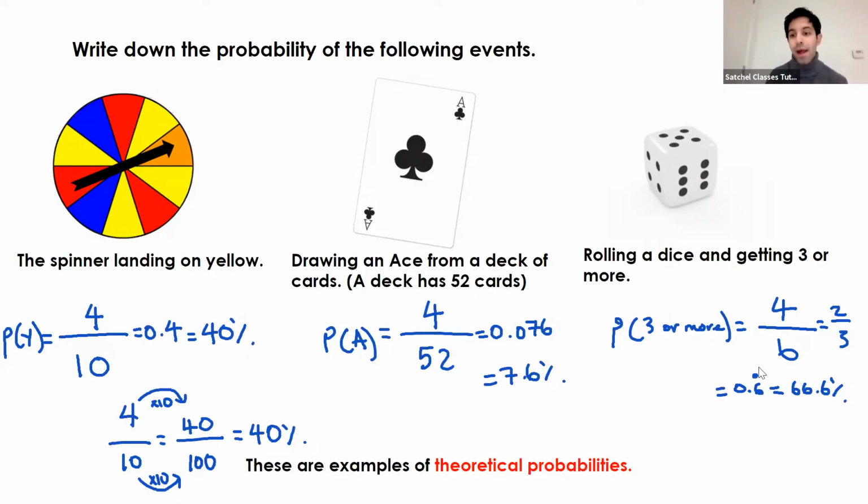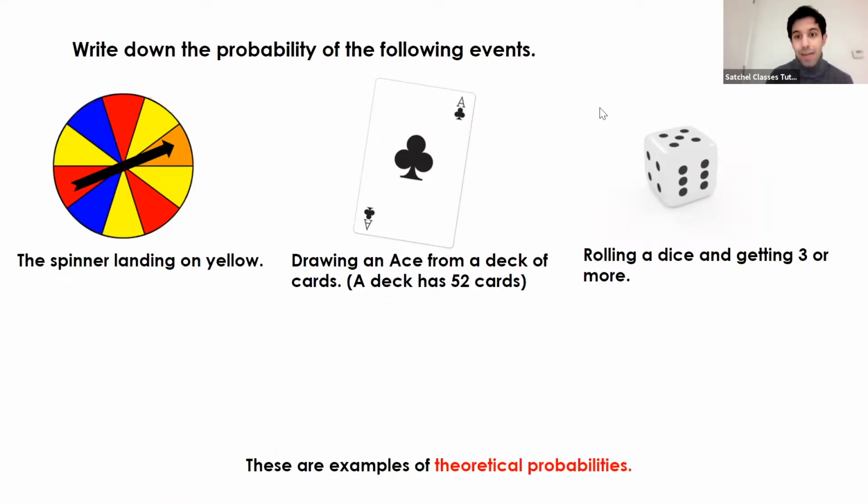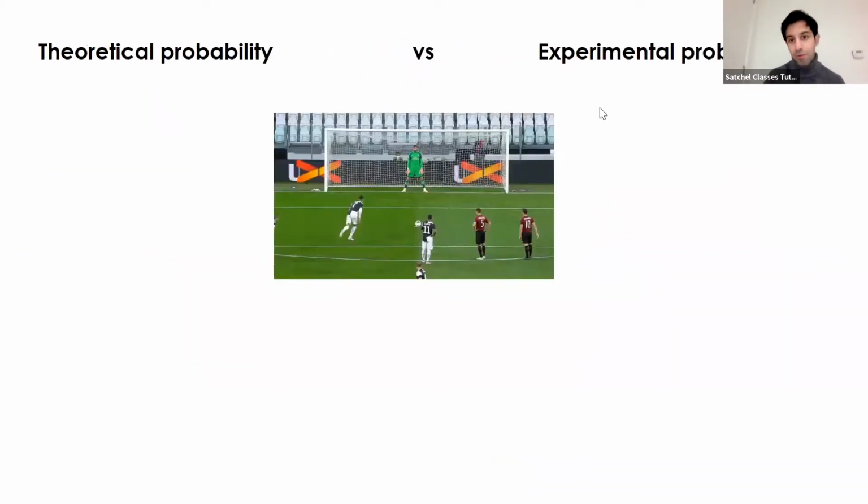And over here, I would expect someone to roll 3 or more 2/3 of the time. So that's what we would expect. This is the theoretical probability. However, relative frequency or experimental probability is different to theoretical probability.